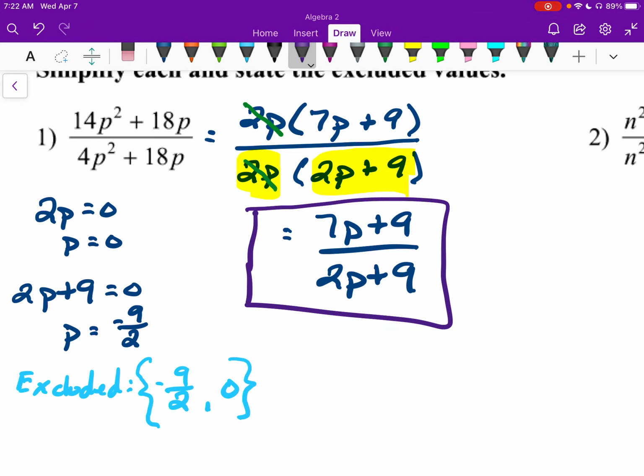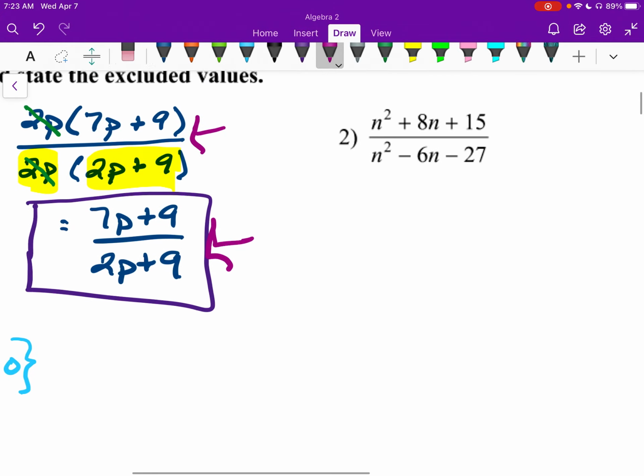All right. Now, something to notice here. Had we done all the canceling, and then we looked at our answer here to find what our excluded values would be, we would not have come up with 0, right? You have to look at the factored one before canceling. You have to look at what it is before you cancel for the excluded values, all right?